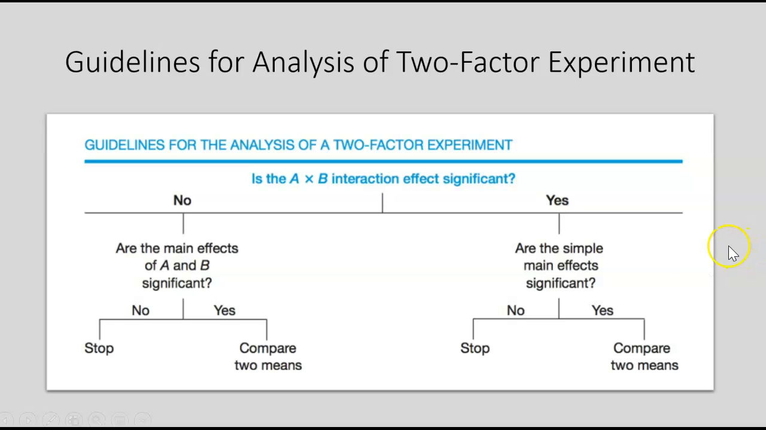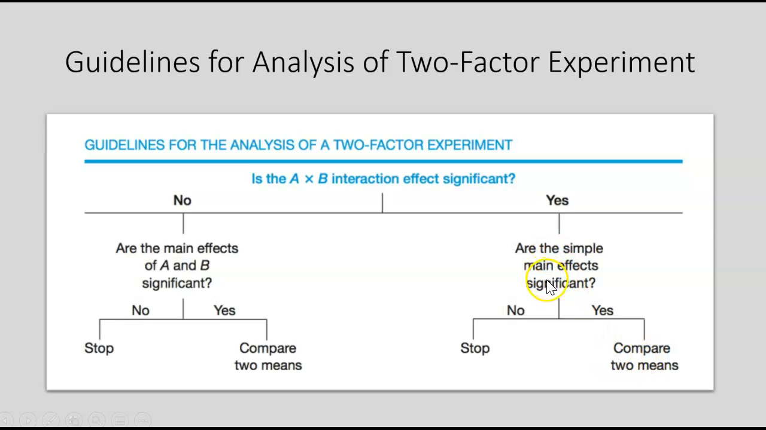I grabbed a screenshot from your text where you have what your authors are calling guidelines for the analysis of a two-factor experiment, and you're asking the question, is there an interaction effect that's likely to be significant? So if you are looking at the line graph and you think, yeah, that looks like an interaction effect to me, i.e. you have non-parallel lines on that line graph, then you have to look at the simple main effects to see if there's significance there. If there is, then you can compare those means further as a way of detecting and elucidating the nature of those interaction effects.